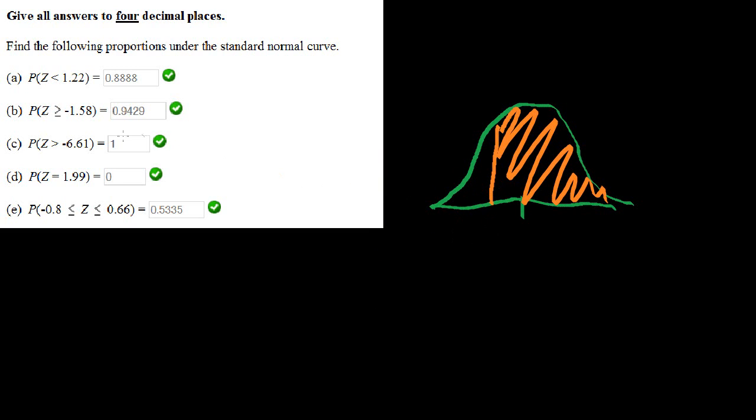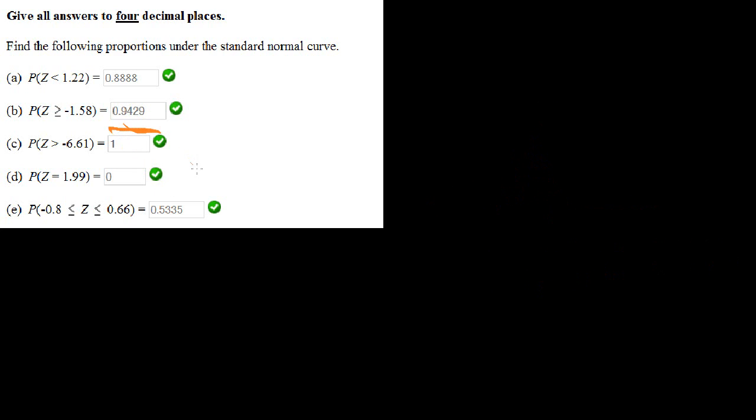Therefore, all we do is find this value, this negative 1.58, on the table, then we do 1 subtract that probability you got, the probability of z being less than negative 1.58, and that would give you the area right over here to the right, and that will give you your answer of 0.9429.